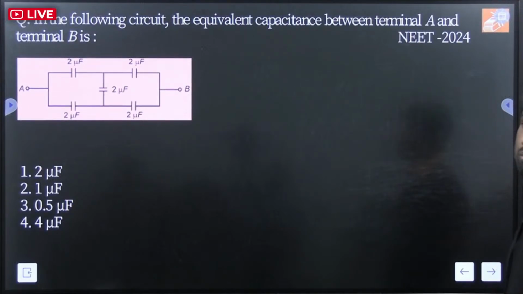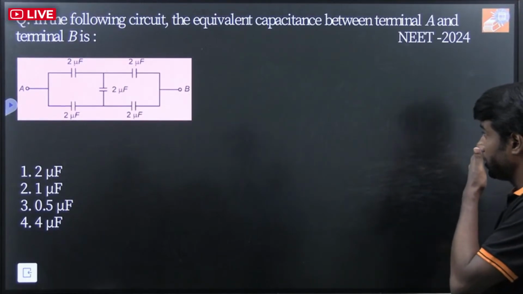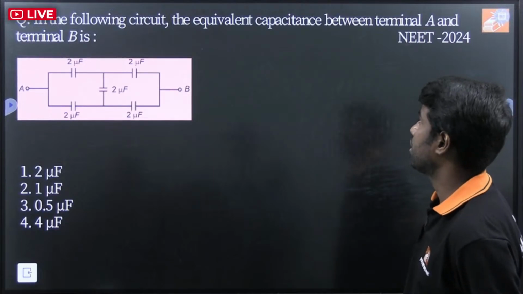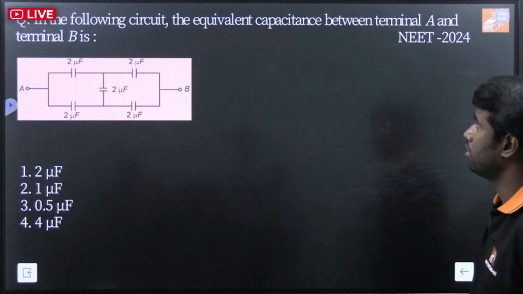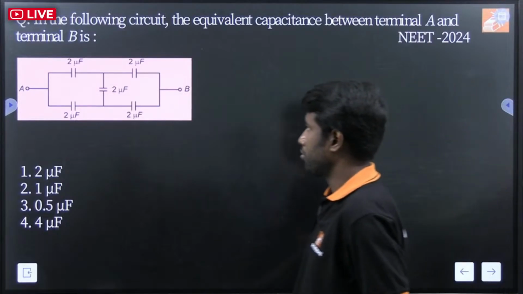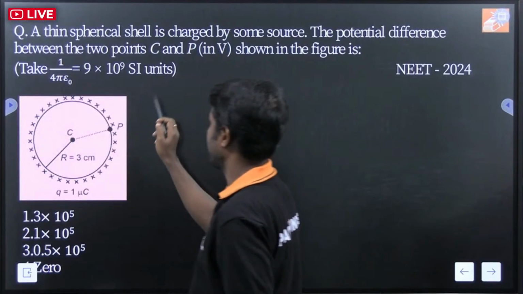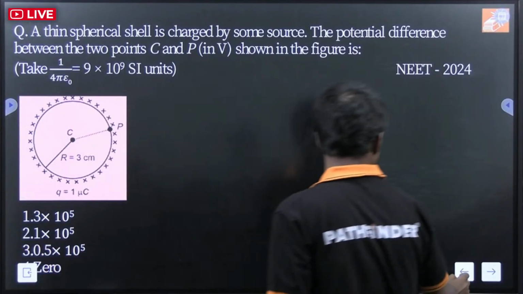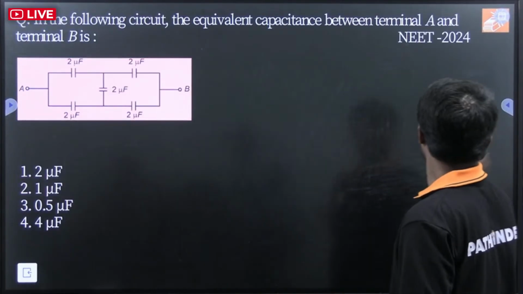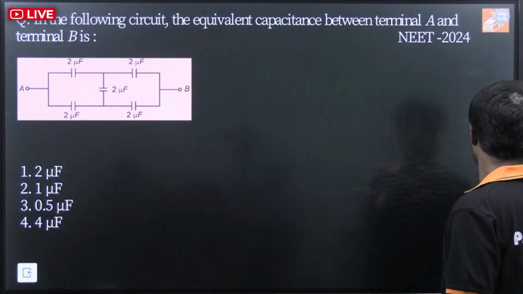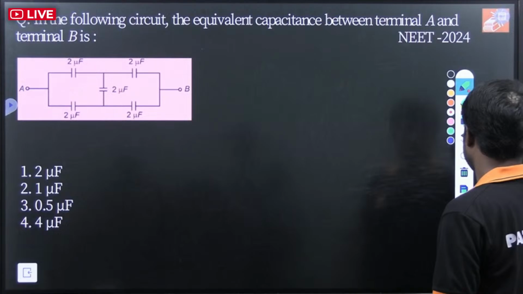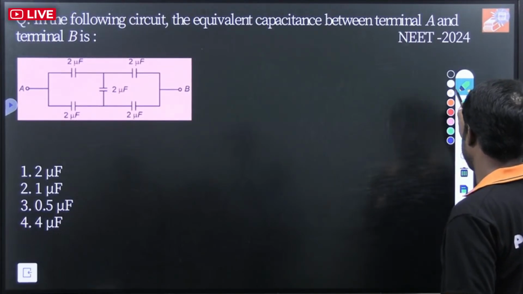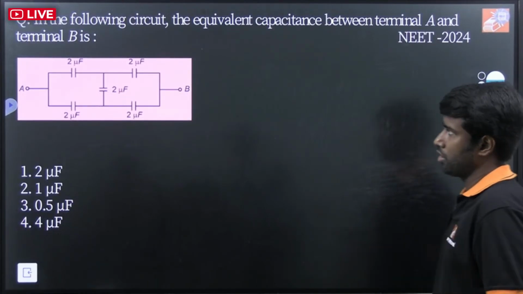This one is also from 2024 NEET. In the following circuit, what is the equivalent capacitance between terminal A and terminal B? So we have to find what the equivalent capacitance will be between points A and B. For this one, we have to see how the circuit looks. It looks like a Wheatstone bridge, a symmetric circuit.